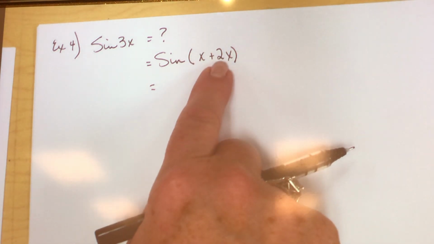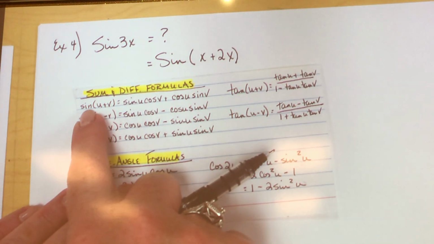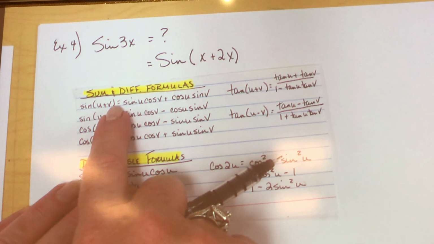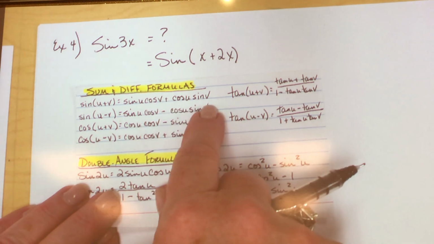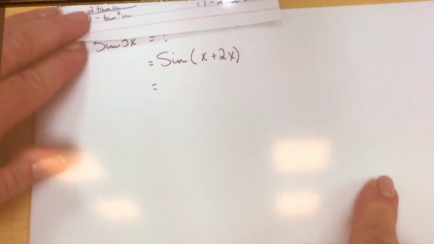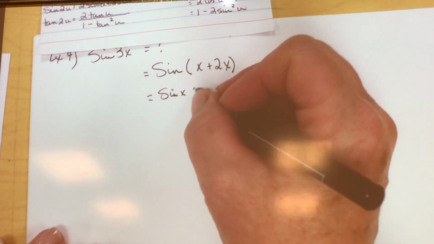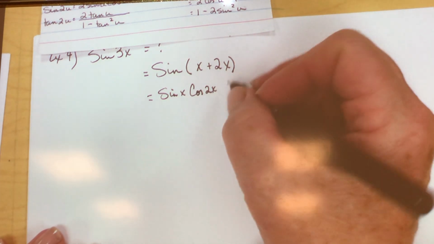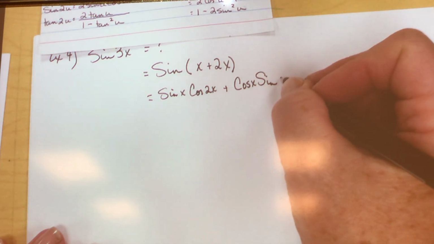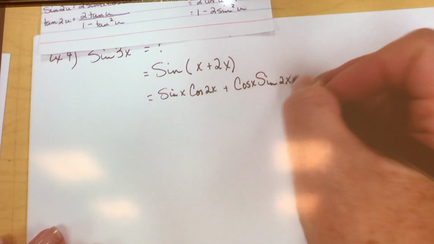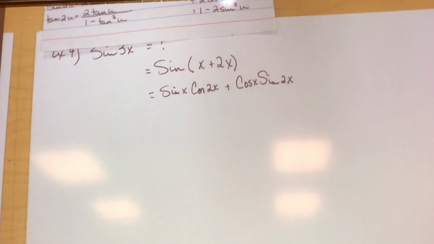So we're looking at the sum, sine of something plus something. So here it is, the very first formula on your card, sine of u plus v. It's gonna be sine of the first, cosine of the second, plus cosine of the first, sine of the second. You with me? All right, so here we go, let's rewrite it. It is sine of the first, cosine of the second, plus cosine of the first, sine of the second. Now do you see something that we have a formula for that we could simplify it out better?